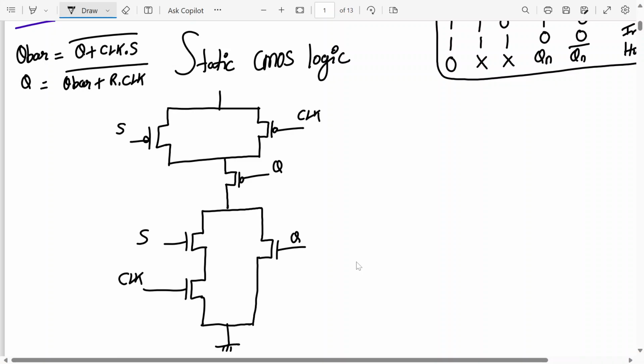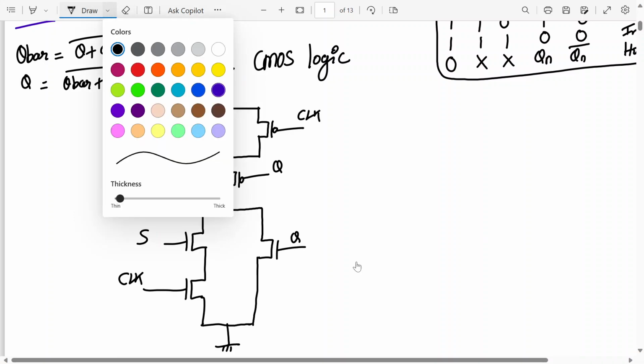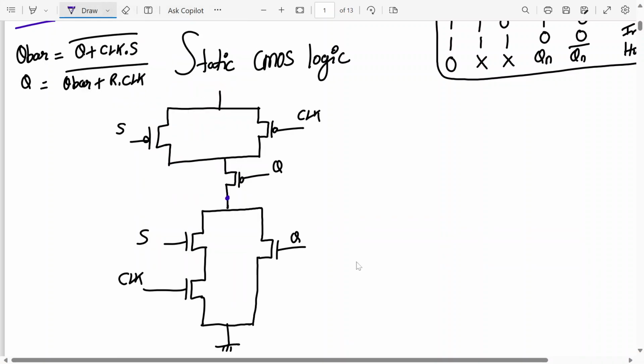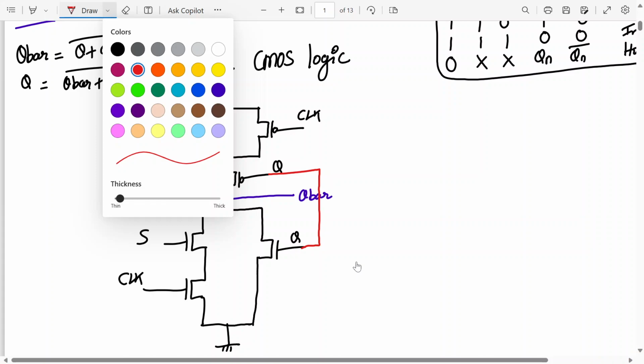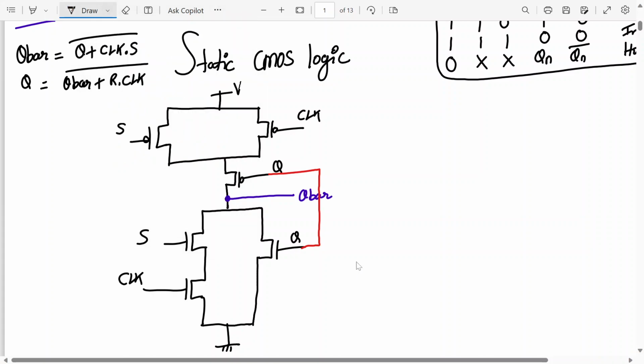Yes, sir. And where will my output be going? Output is Q bar, right? This one, this is Q bar. So please join Q and Q together because we have a common one. These are together. So this is Q, this is Q bar. Red one is Q. One more thing is missing: this will be VDD. So my circuit for Q bar is complete. Now we go for Q.